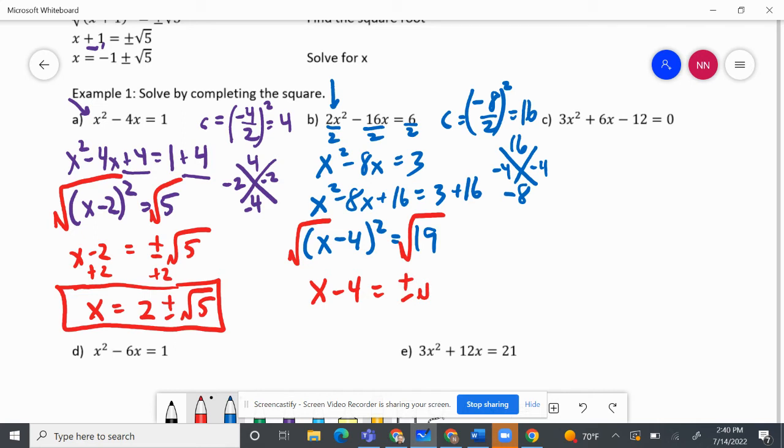In this case, we get plus or minus the square root of 19. What we're going to do is we're going to add the 4. And so our answer is x equals 4 plus or minus the square root of 19.